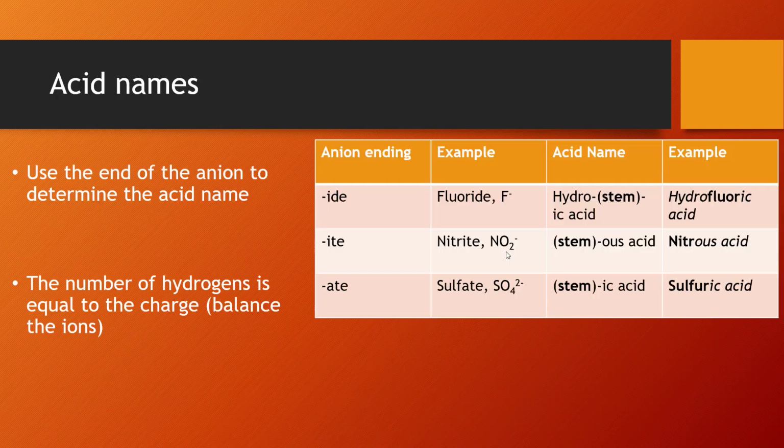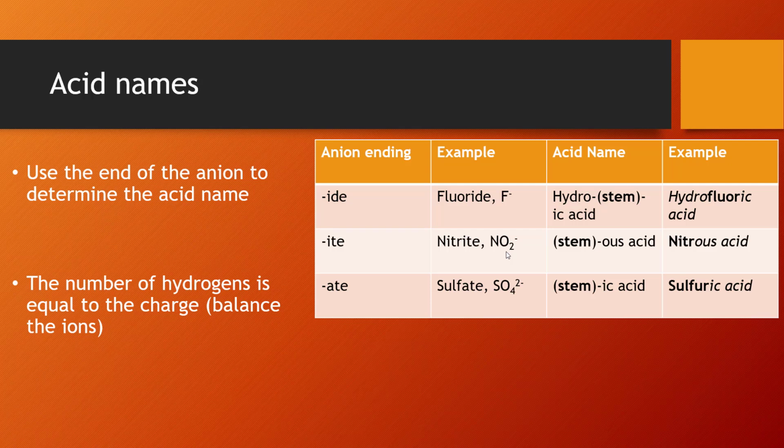So acid names. All right, you want to write this down. This little chart here is going to be really helpful, and you're going to need to know this if you want to name an acid. So use the end of the anion to determine the acid name. For simple monatomic anions, you have "ide" at the end, like oxide or chloride or fluoride. So fluoride, you're going to name it with the acid. It's going to be hydro, because remember, hydrogen is your cation. And then you're going to have your stem, like fluor, and then ic, acid. So hydrofluoric acid. This is how you name things with an anion ending of "ide."